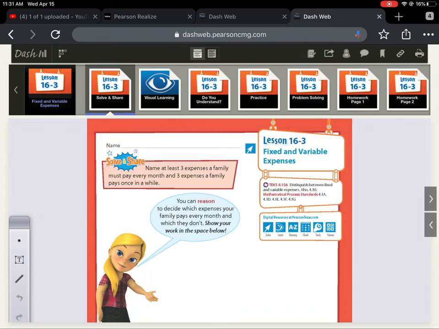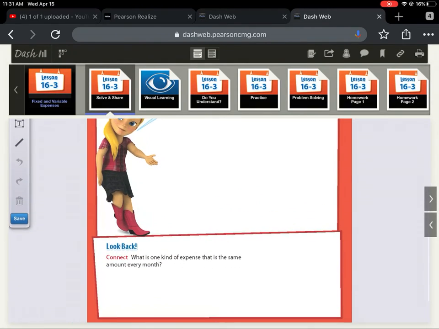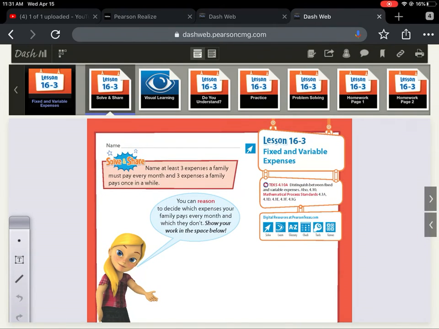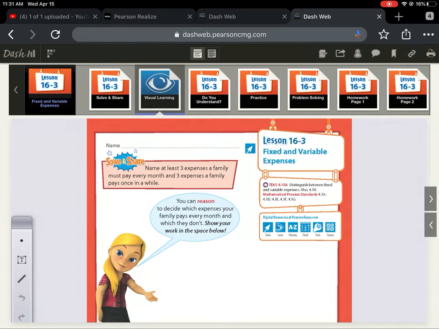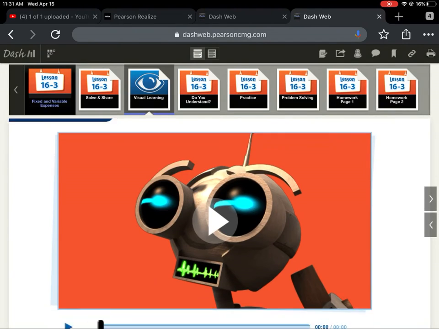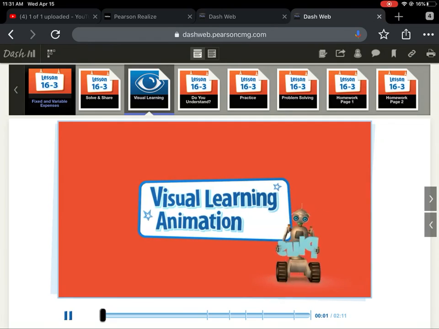Okay, boys and girls, today we're going to get started with lesson 16-3, and this is in your book, page 895. Now, if you notice, I put on 2 lessons for today, and the reason for that is because this lesson is about fixed and variable expenses, which is something that we have already done in class, so this is going to help you as a review. So let's get started.